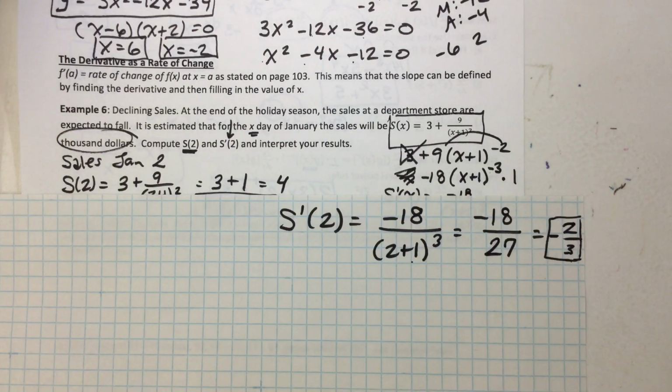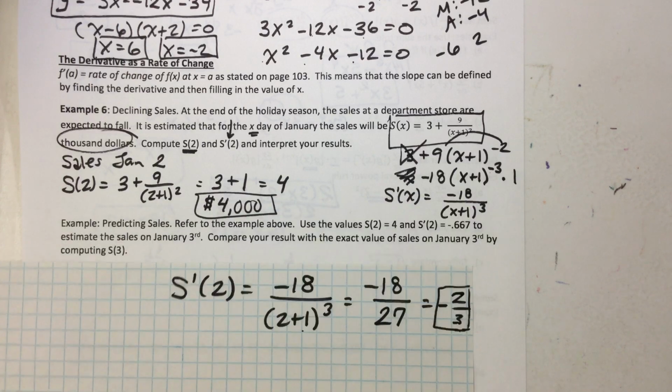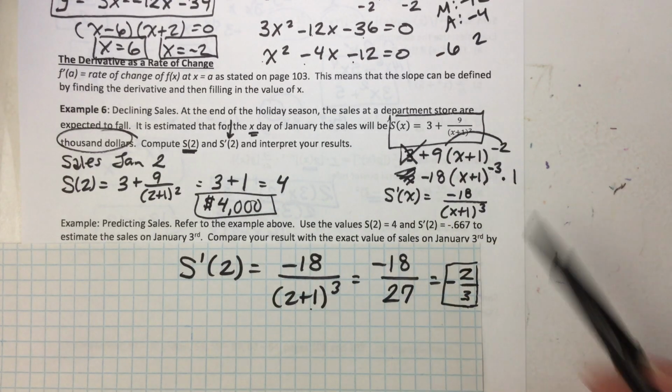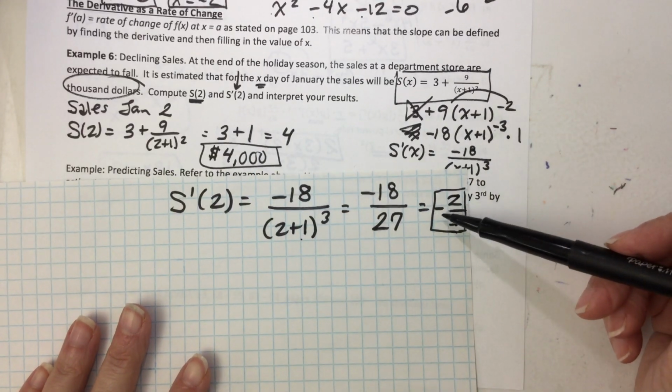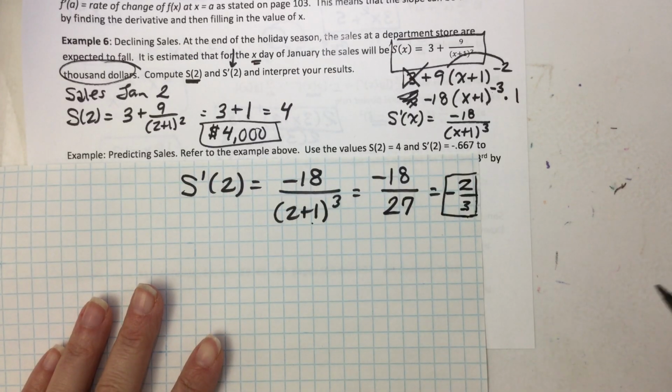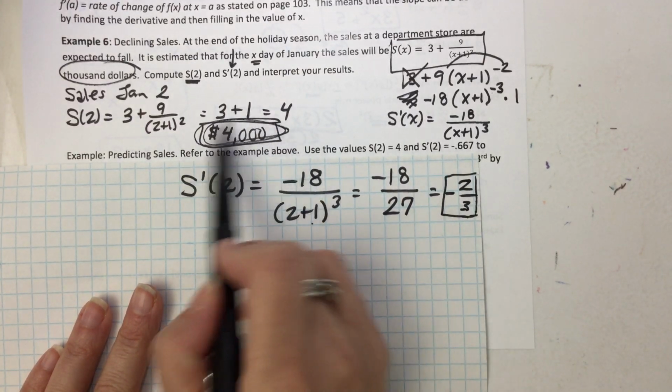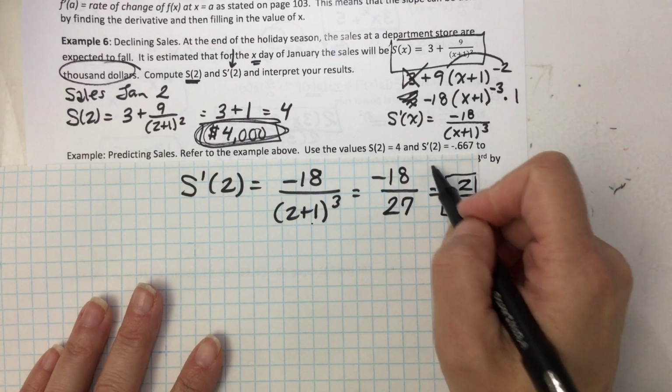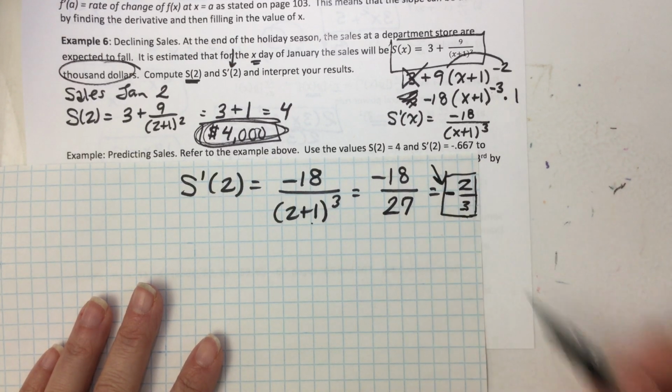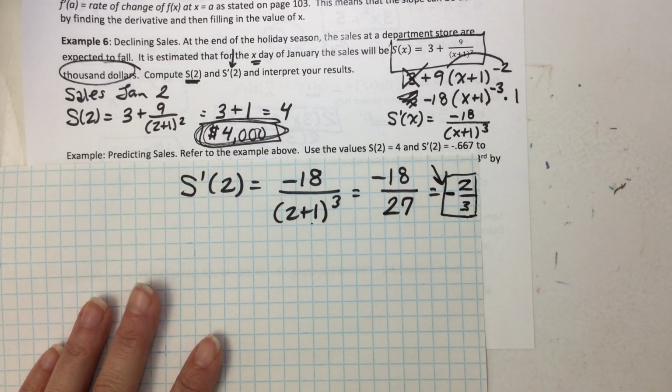That means that the sales are dropping, okay? So you are interpreting your results. If you're putting in the slope, if this would have been a positive, that means your sales are increasing. But on January 2nd, the sales are 4,000, and at that time, we are experiencing a decrease in sales, okay?